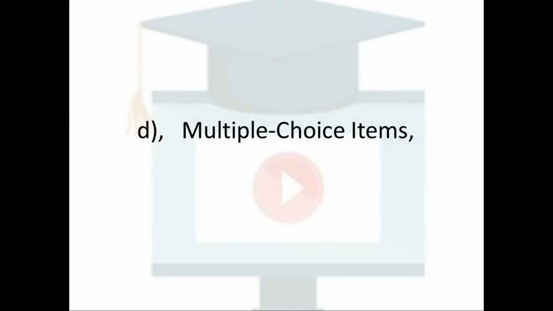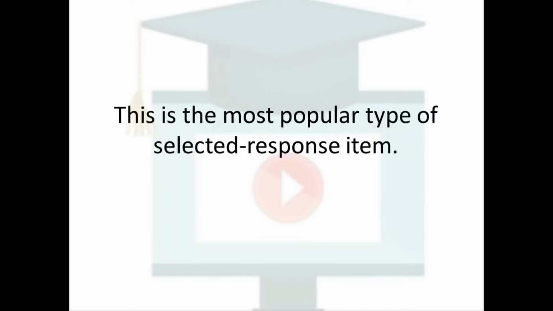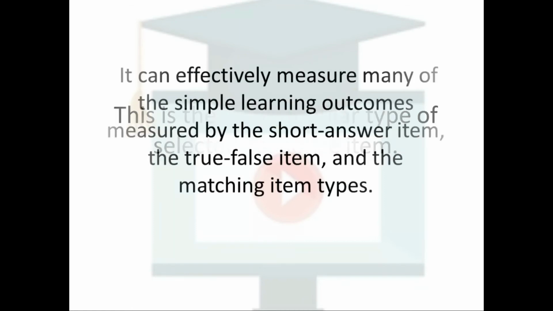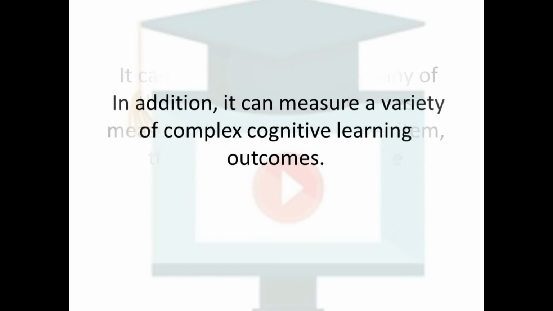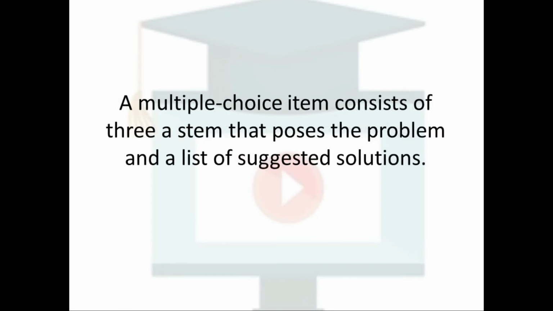D. Multiple choice items. This is the most popular type of selected response item. It can effectively measure many of the simple learning outcomes measured by the short answer item, the true-false item, and the matching item types. In addition, it can measure a variety of complex cognitive learning outcomes. A multiple-choice item consists of a stem that poses the problem and a list of suggested solutions.